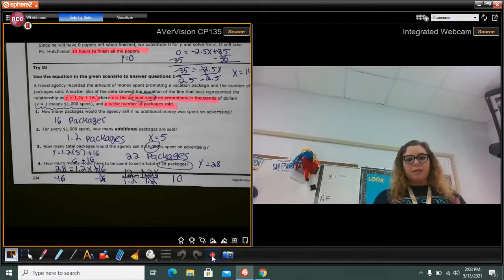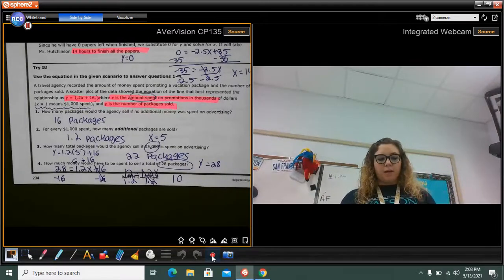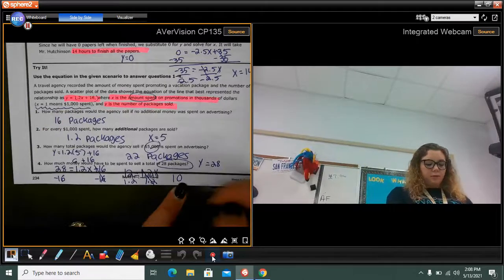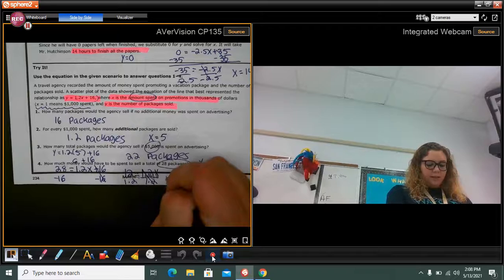Now notice they want to know how much money, and if you look over here, they add 3 zeros. So what do I have to do to this then? Add 3 zeros. So it's going to be $10,000.